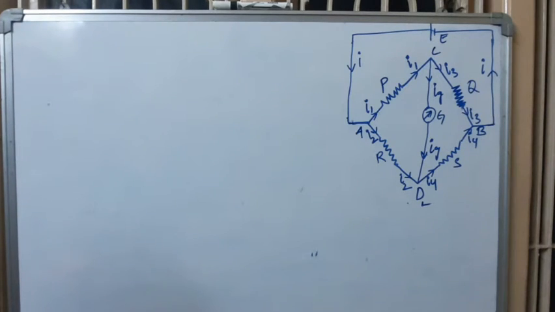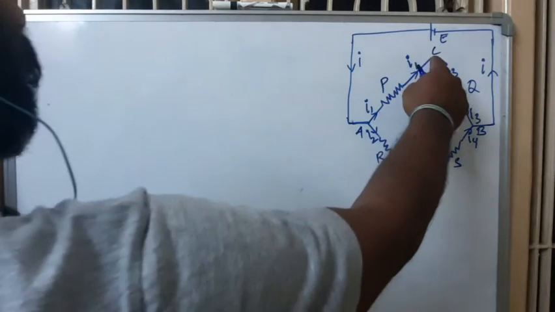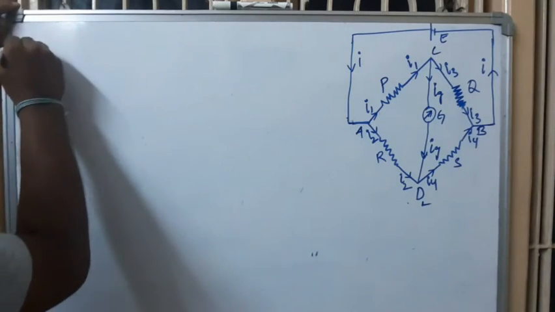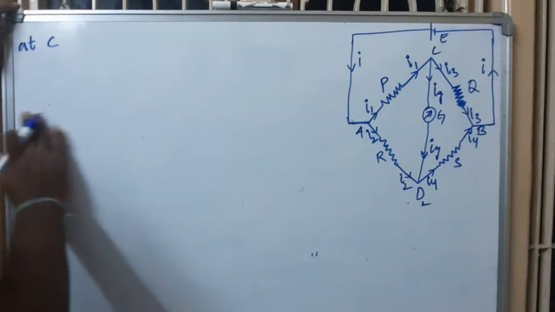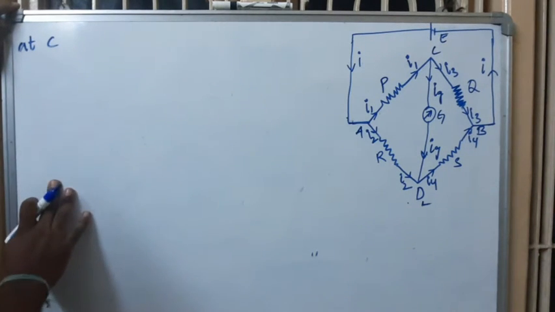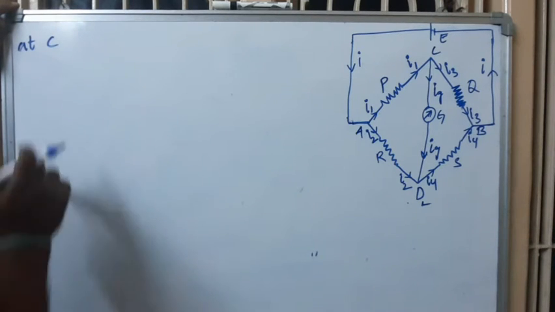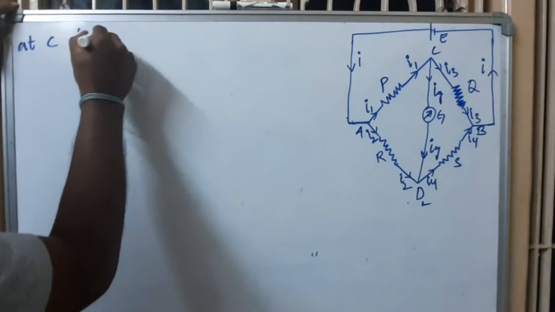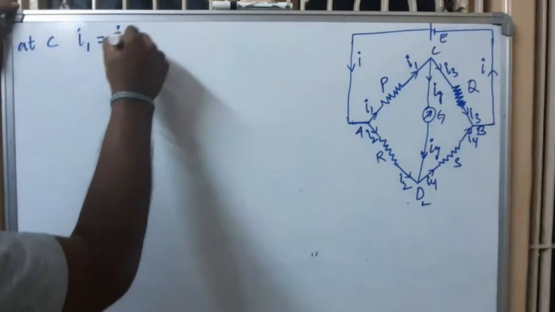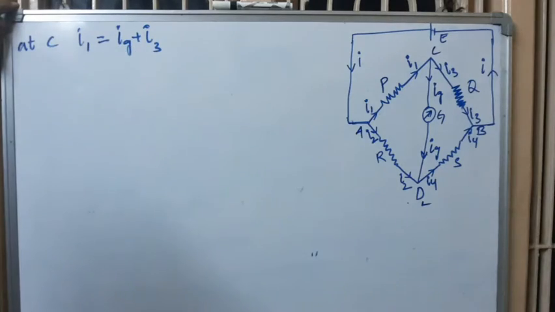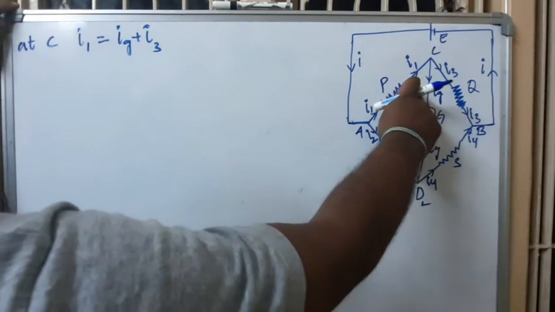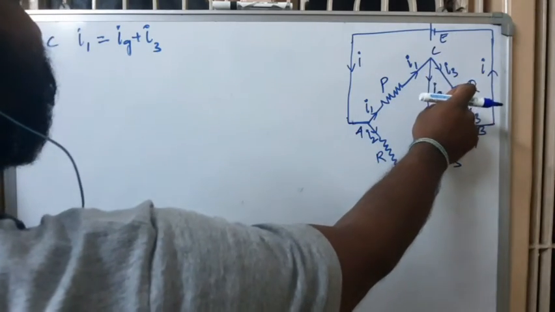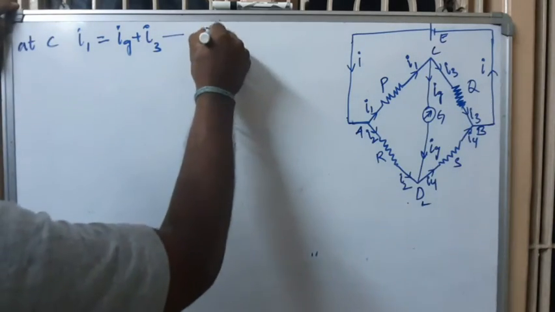Now we apply the Kirchhoff laws to the 4 resistances P, Q, R and S. First I apply the first law at junction C. As we apply Kirchhoff's first law, the sum of the inward currents is equal to the sum of the outward currents. So we get I1 is equal to Ig plus I3. At C, this is the inward current and the outward currents are these two, Ig and I3. Assume this as equation 1.